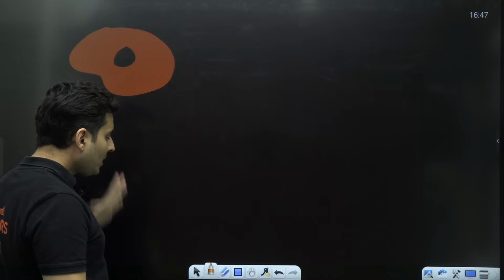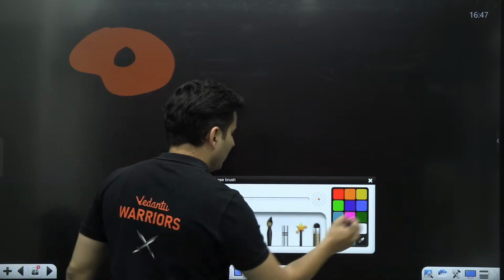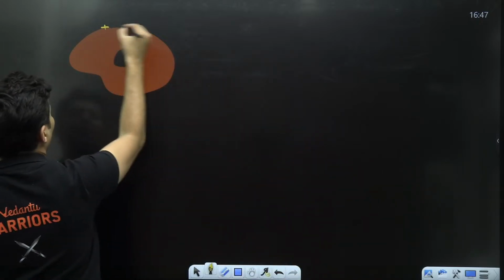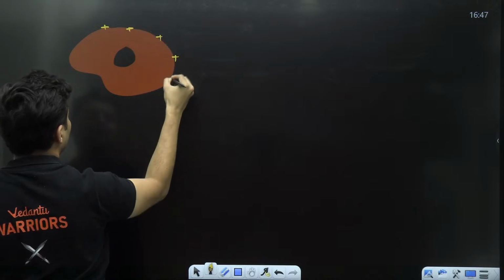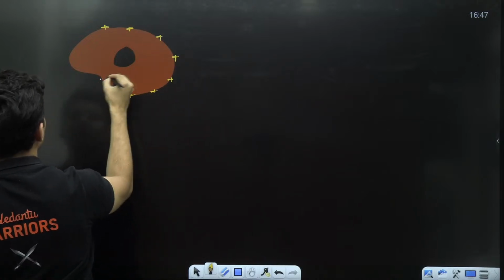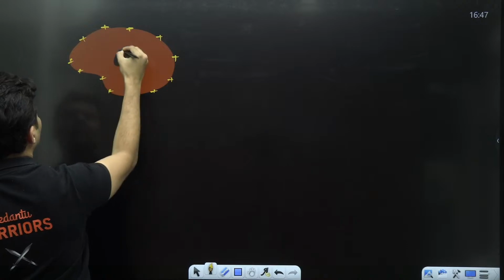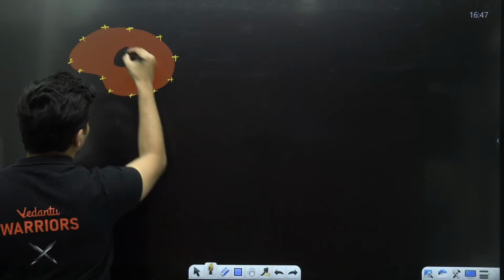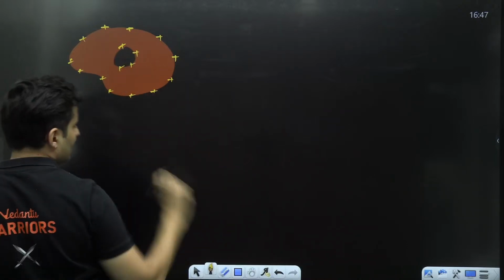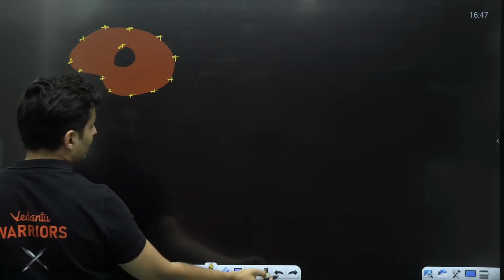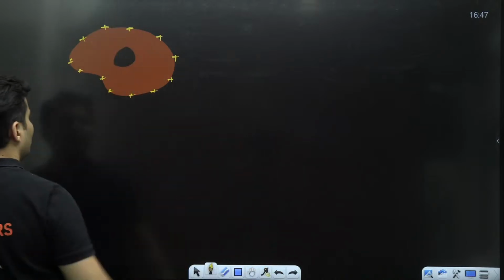Then, first of all, this property says that all the charges will always be on the surface. It will not even come on the cavity. Some people think, sir, cavity is also a surface. No. Will charges come here? No. Charges won't come over here. The charges are always on the outside.